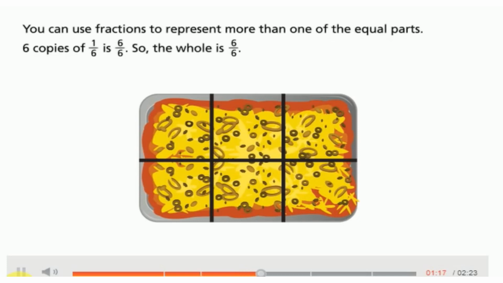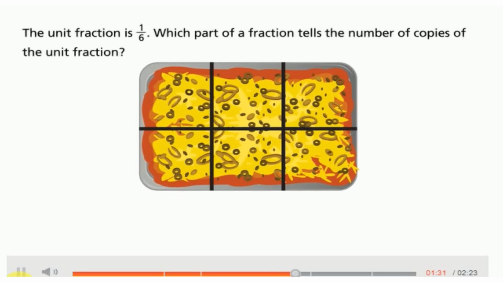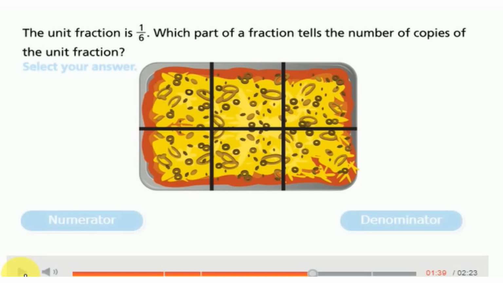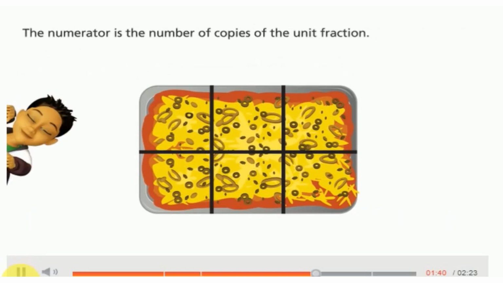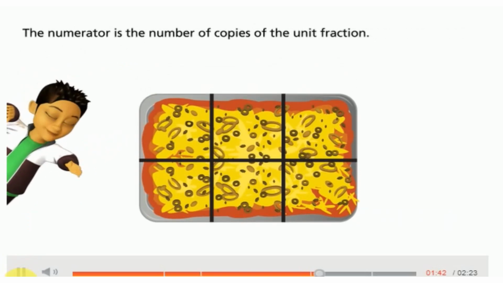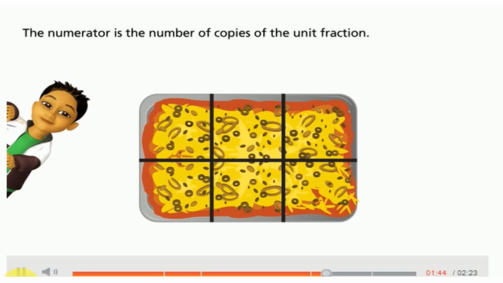You can use fractions to represent more than one of the equal parts. 6 copies of 1/6 is 6/6. So the whole is 6/6. The unit fraction is 1/6. Which part of a fraction tells the number of copies of the unit fraction? Select your answer. The numerator is the number of copies of the unit fraction.